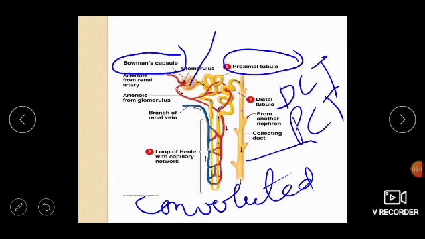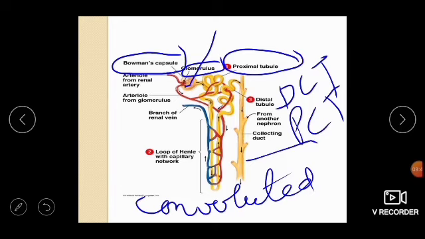One more thing you can see here. These are the major parts of this tubular system. Inside this Bowman's capsule, you can see this portion here. This is the glomerulus, and this is a tuft of capillaries. The arteriole that brings the blood over here is known as the afferent arteriole.